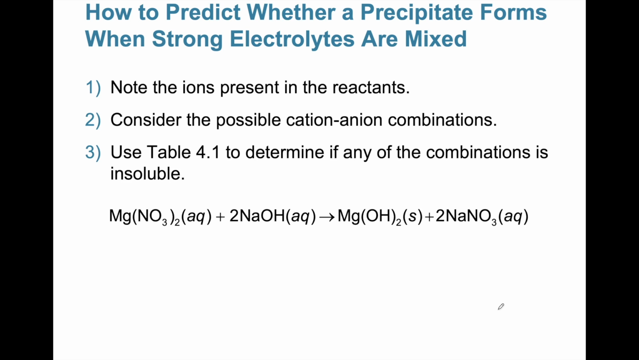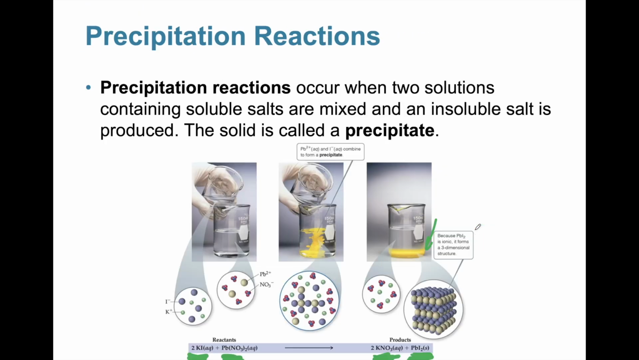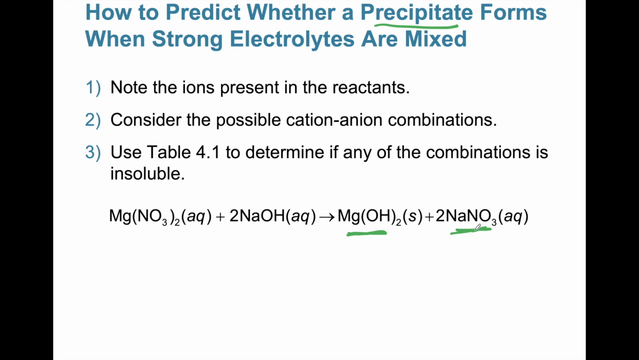But how do we predict whether or not a precipitate forms? We do that, for a double replacement reaction, by just switching the partners, right? And when we switch the partners, we see if any of the products are insoluble based on the chart over here, right? So using this one as an example, we have magnesium nitrate, which is definitely soluble. You know it is because of the AQ right there. Sodium hydroxide is definitely soluble. You can check that on the chart.